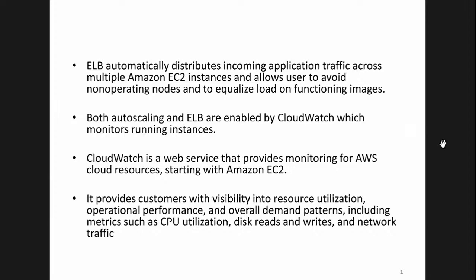CloudWatch is a web service which provides monitoring of all the Amazon Web Services cloud resources, starting from Amazon EC2. Usually it provides customers with visibility into resource utilization, operational performance, and overall demand patterns, with metrics such as CPU utilization, disk reads and writes, and all the other things. CloudWatch sees what sort of requests are generated, how the demand is, how the network is, and what sort of utilization the CPU is performing at this particular stage. On an hourly basis, all these things are monitored using this service called CloudWatch.